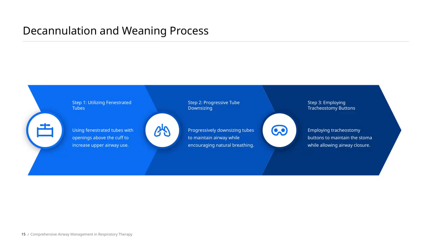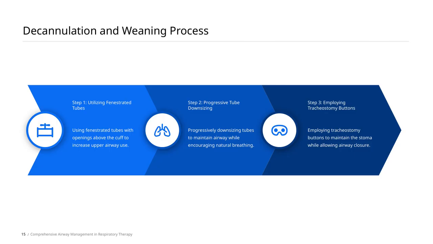Now, let's look at the decannulation and weaning process, which is a crucial part of comprehensive airway management in respiratory therapy. First, we have the use of tracheostomy buttons. These devices help us maintain the stoma while allowing the airway to close naturally when appropriate. Next, we move to progressive tube downsizing, where we gradually reduce the size of the tracheostomy tubes. This encourages the patient's own breathing efforts while still providing airway support.